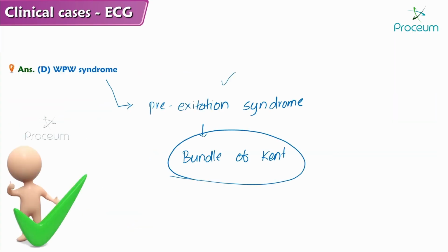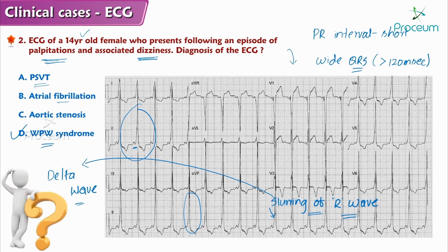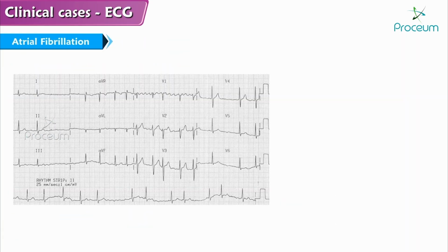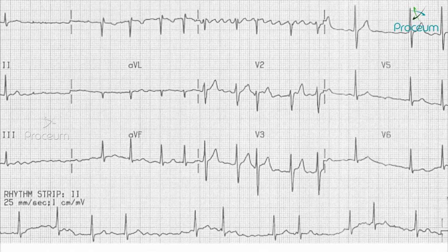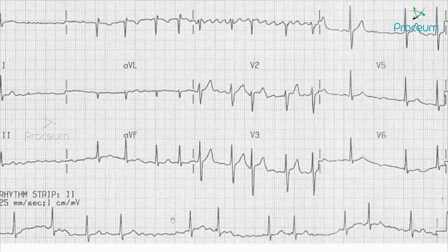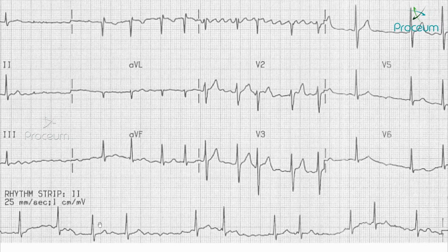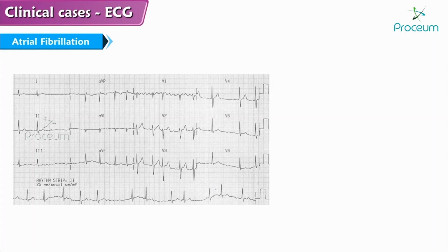Now, another option in our question was atrial fibrillation. Let me just show you the ECG of atrial fibrillation also. So this is the ECG of atrial fibrillation. See, what you are able to make out is, in atrial fibrillation, you will have an irregular rhythm. If you observe here, the RR intervals are not equal. So there is an irregular RR interval.